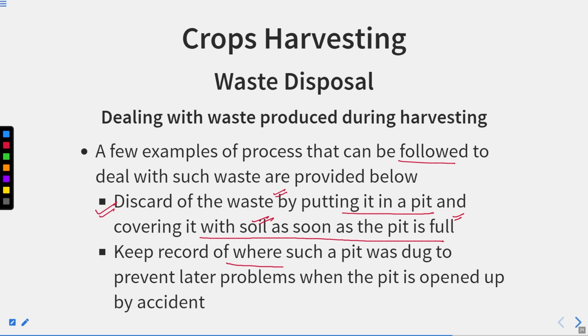Keep a record of where such a pit was dug, to prevent later problems when the pit is opened by accident. So we must have a record that here we have made a pit where the non-degradable waste has been put, right? So when it is opened, it cannot spread any type of disease or cause any accident, right?